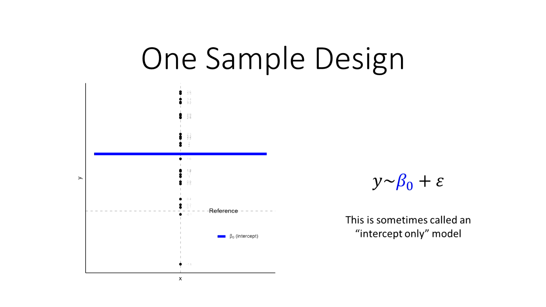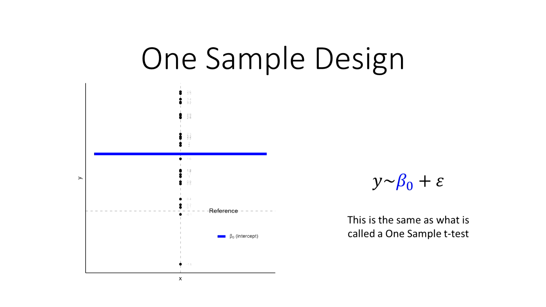Now, in terms of the statistical tests, you will sometimes come across what is called a one-sample t-test. And that is essentially what this is. A one-sample t-test is a linear regression model, or a general linear model, with an intercept only.